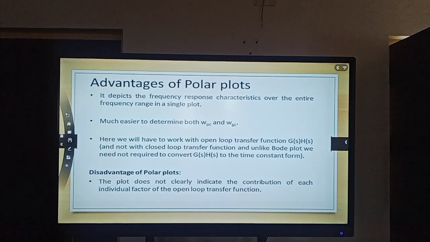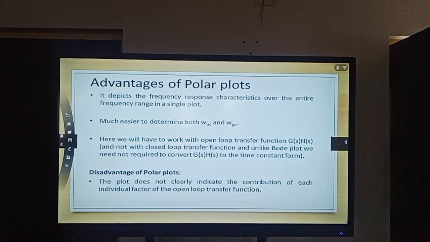And for phase, where it crosses minus 180 degree, that angle is said to be the phase crossover frequency. Magnitude we will be drawing a line at 0, and where the line crosses 0, it is said to be the gain crossover frequency. For phase minus 180 degree, we will draw a line, and at that point there will be a frequency. That frequency is marked as the phase crossover frequency. Okay, so from here we will be taking the open loop transfer function, and not the closed loop transfer function. Whereas in the Bode plot we need not convert G of s, we will be doing it in the time constant form.